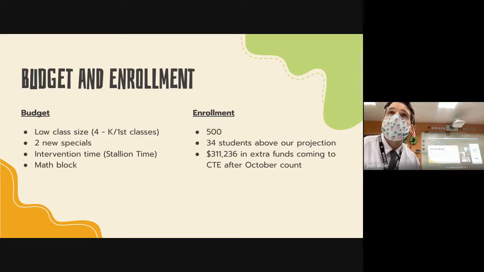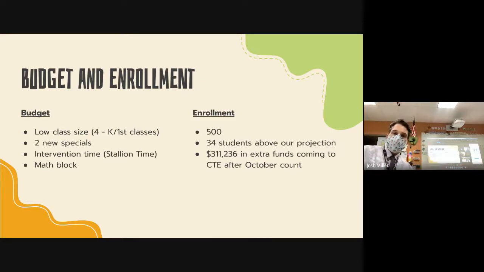Way back in February, we were given a number, and then we plan our entire budget based on that number. Our number last year was 466, and that's what we are funded for. As you can see, we are currently way above that. That's good news because when October count comes, if we are above that 466, then we get extra money. If we are below that 466, then we have to pay money back.